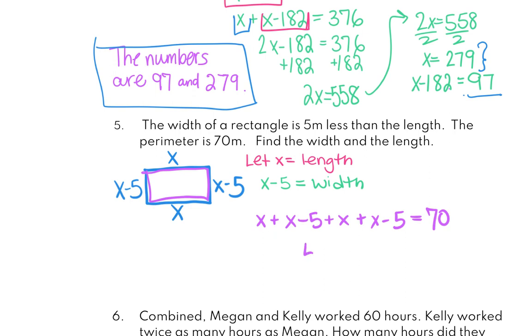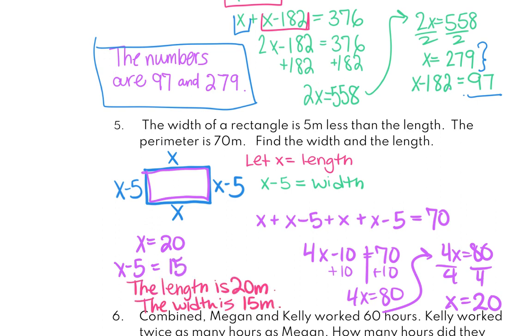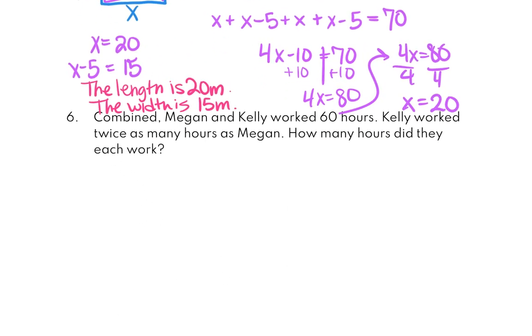Combine my like terms. I have 4x minus 10 equals 70. Add 10 to both sides. 4x equals 80. Divide by 4 on both sides. And I get x is equal to 20. So if x is equal to 20, that's my length. x minus 5 is going to be 15. My sentence: the length is 20 meters, the width is 15 meters. For number 6, try this one.